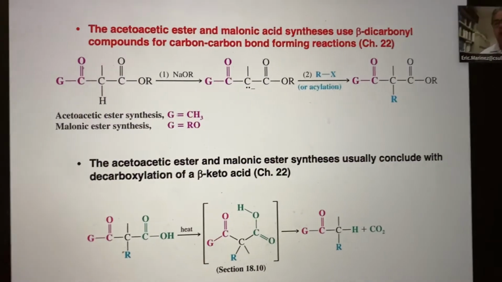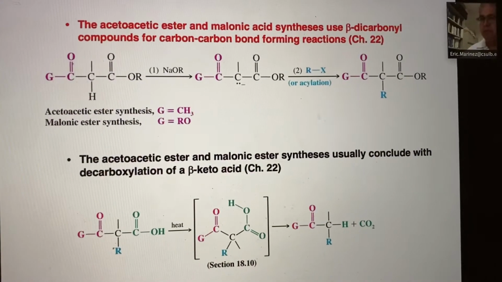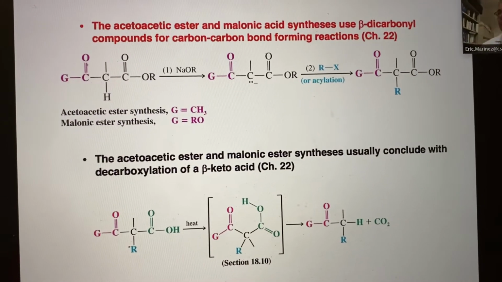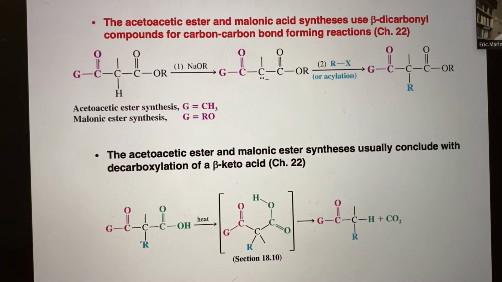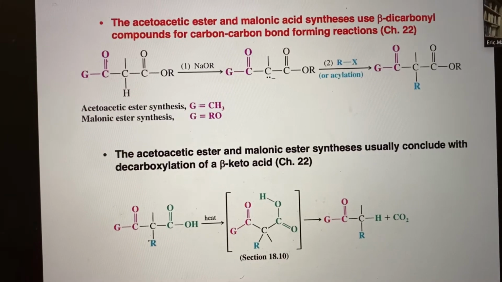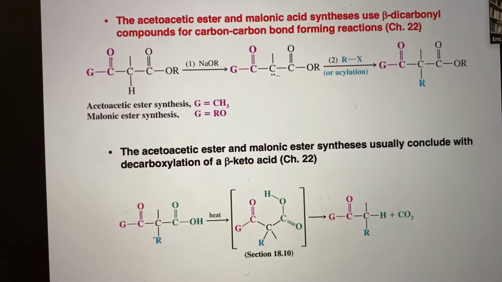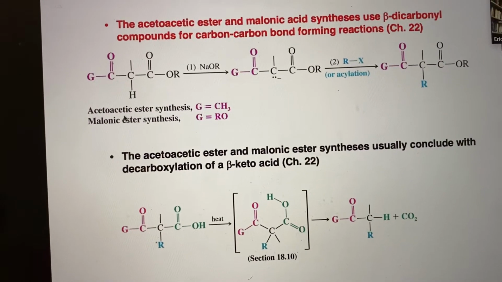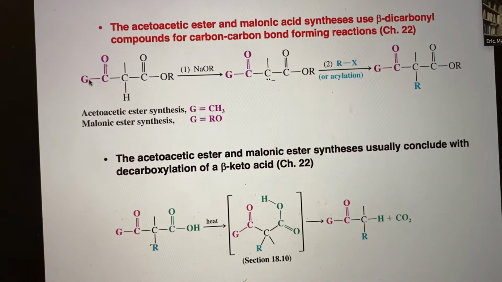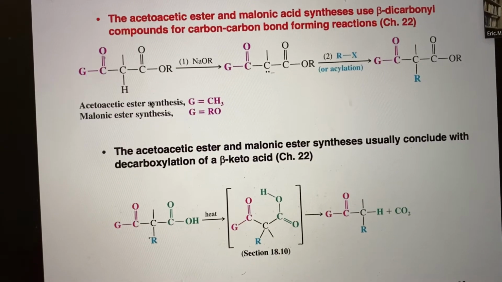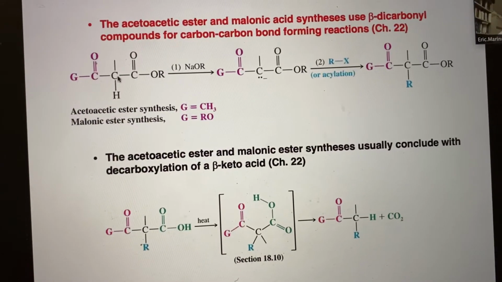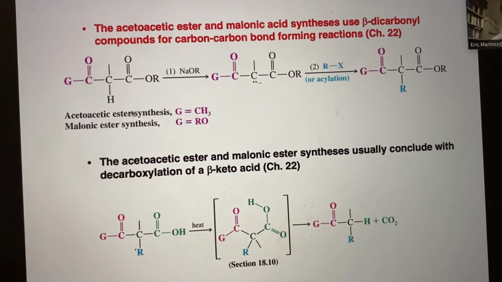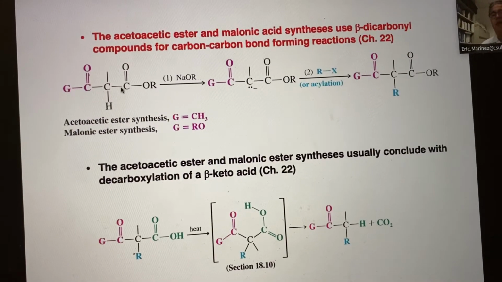A couple of things I just want to point out to you guys. I could ask this in this exam. I could ask, starting with an ester, make the Claisen, and then synthetically apply what you learned in chapter 22. So you learned about the acetoacetate ester synthesis and the malonic ester synthesis. The only difference is G for the acetoacetate synthesis is a methyl group, so it's a methyl ketone, keto ester, whereas in the malonic ester synthesis, I have a diester.